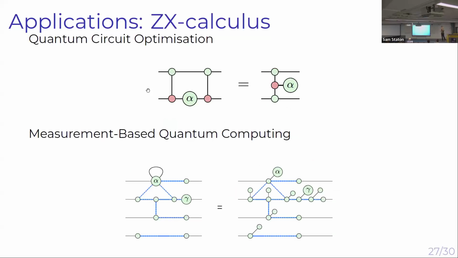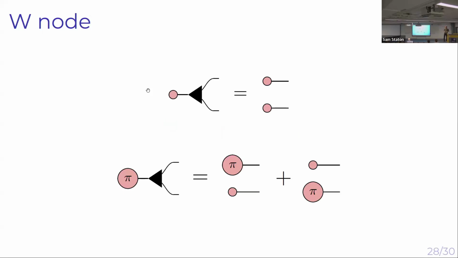So the ZX calculus is a really good tool, and it has many applications, some being, for example, quantum circuit optimization, which is a very obvious example, or measurement-based quantum computing, or I could list a lot more. But what we can do is introduce a new generator called the W node, this black triangle. Here I'm describing what it does. It maps ket 0 into two ket zeros, and it maps ket 1 into the superposition of ket 1, 0 and ket 0, 1. So it's a new generator.